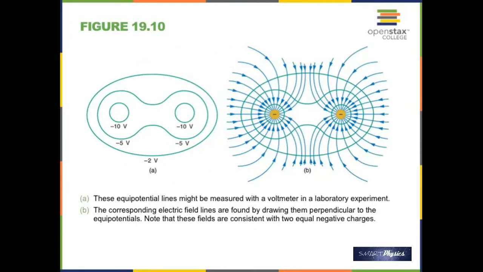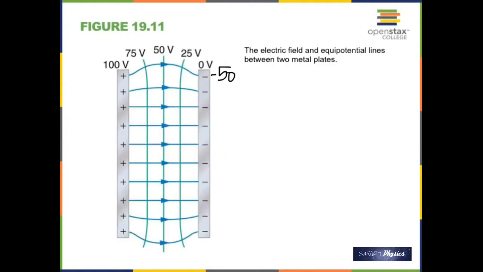Again, this is how the equipotential lines will look and how the field will look like if you have two charges close to each other. And here you have two plates again. Actually, the potential of the negative plate is negative and that of the positive plate is positive.